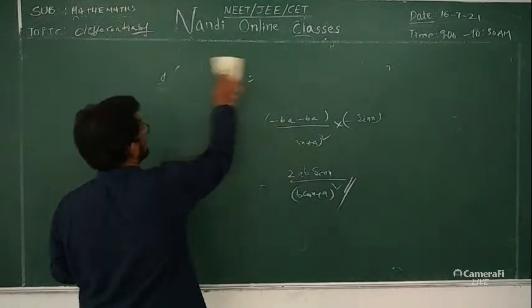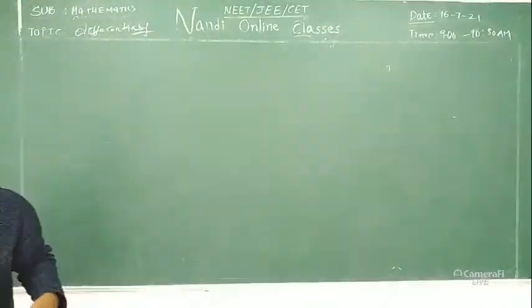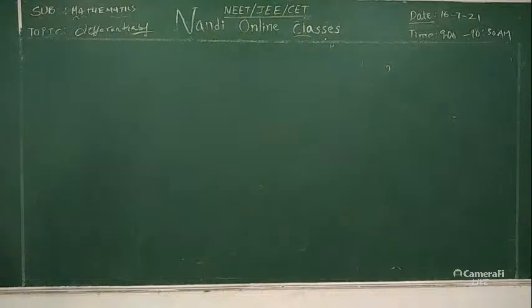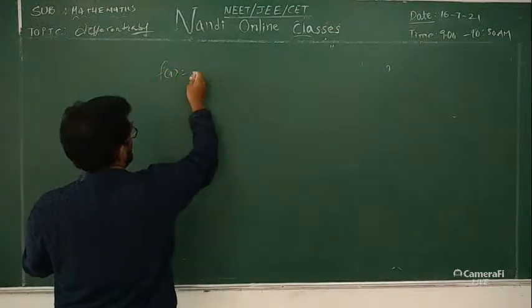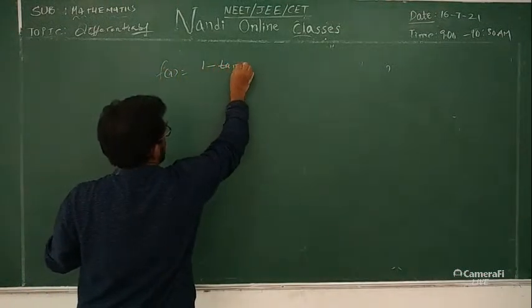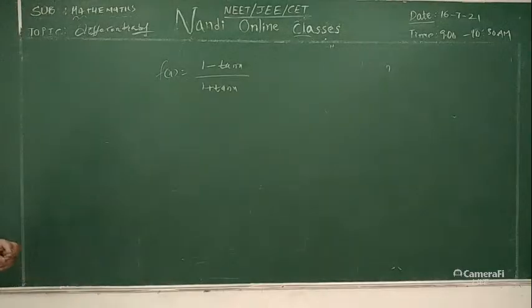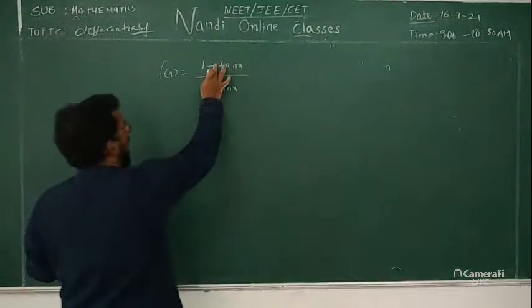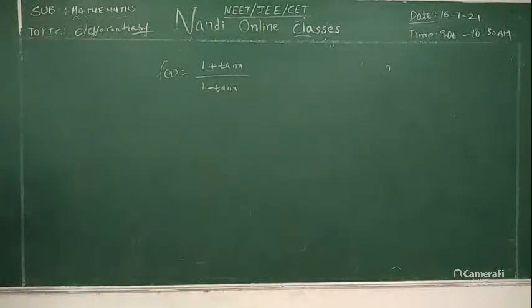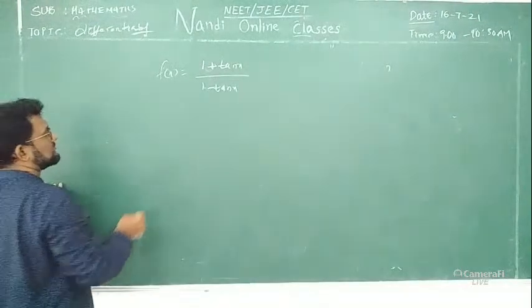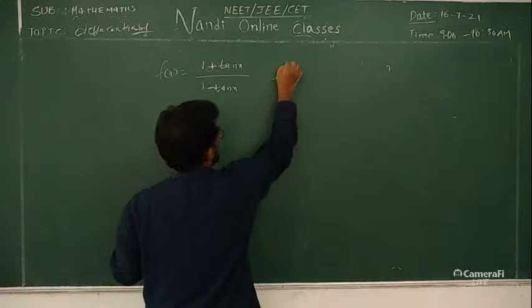Okay, next. f of x is equal to (1 minus tan x) by (1 plus tan x), or (1 plus tan x) by (1 minus tan x). So find f dash x.